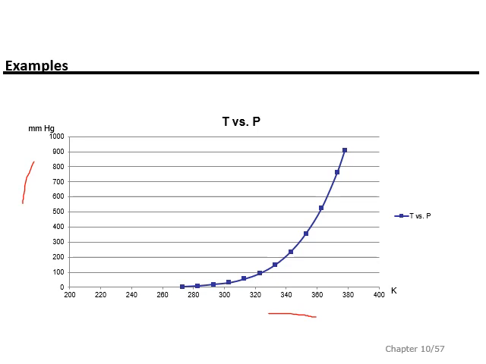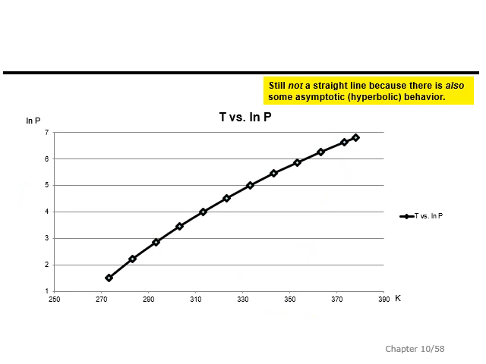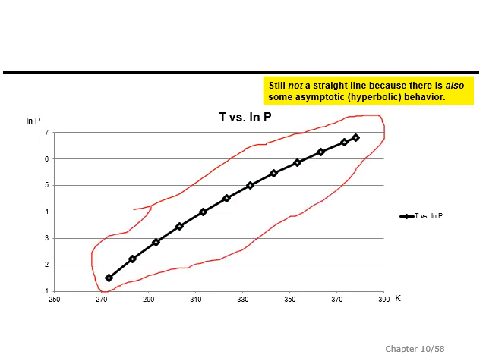And again, as I've said several times, the reason we're trying to get this in a straight line is so that we can put it in the form y equals mx plus b, figure out what physical characteristic corresponds with the m, and then use it to work problems. Next slide. If we do logarithm of pressure versus temperature, this is what we get. Still, it's not a straight line, because there's still some different behavior in here that we called asymptotic or hyperbolic behavior.